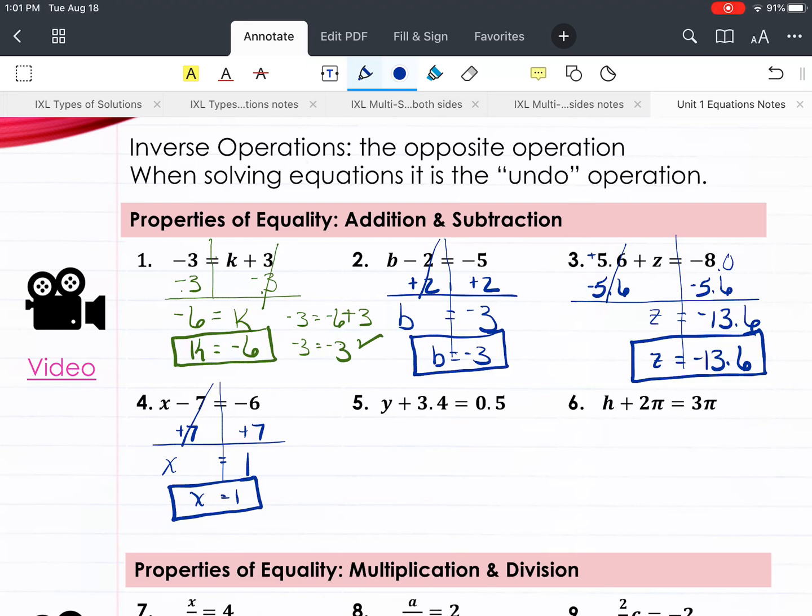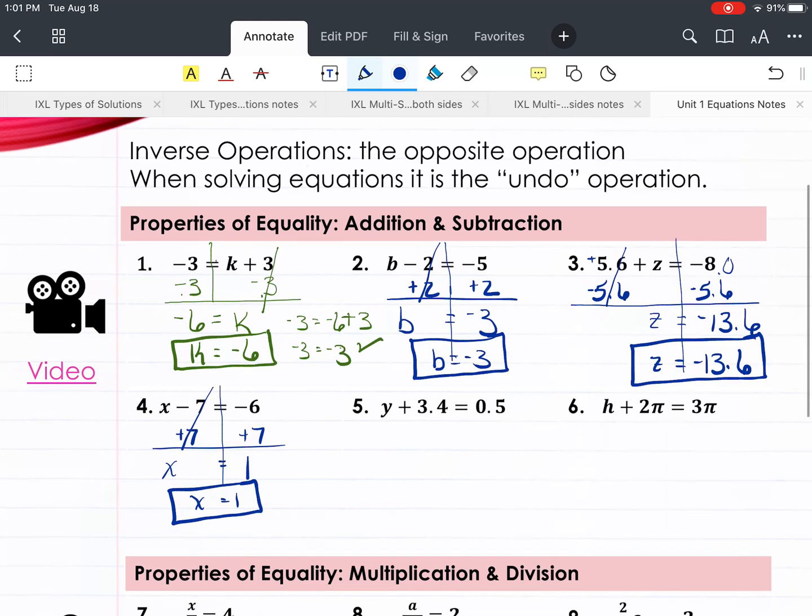Number 5, I have y plus 3.4 equals 0.5. Now what am I solving for? Yes, I'm solving for y. What's attached to y? Plus 3.4. How do I undo plus 3.4? I subtract 3.4. And I have an equal sign, which means I have to keep my balance. What I do to one side, I must do to the other.